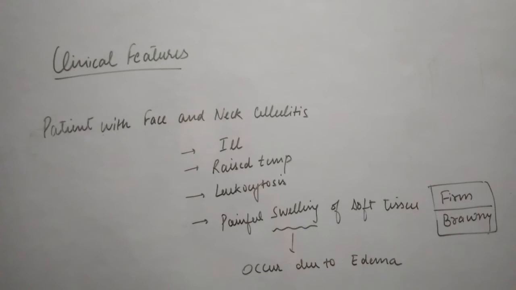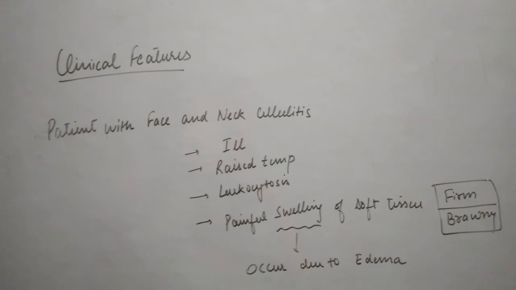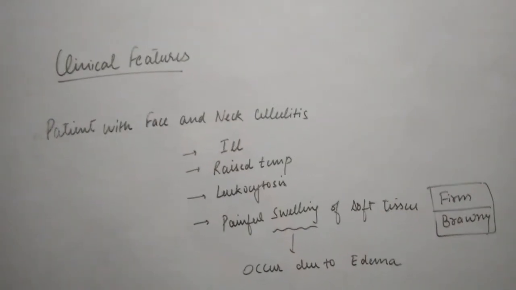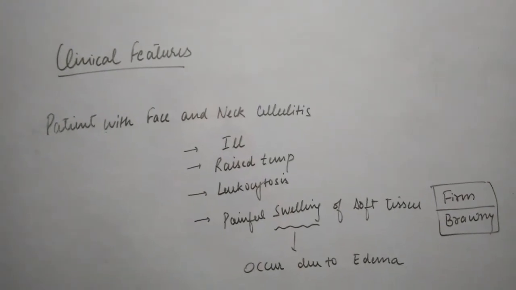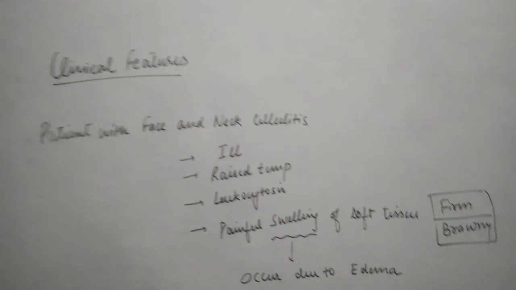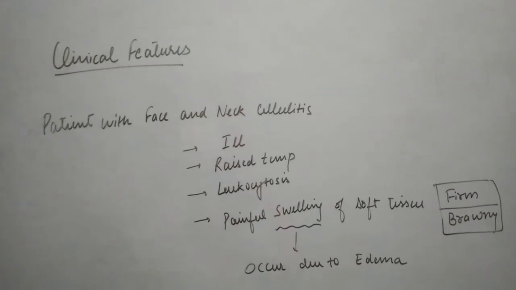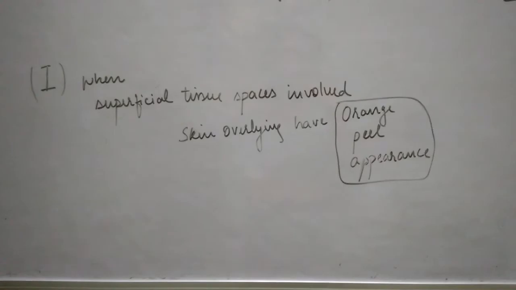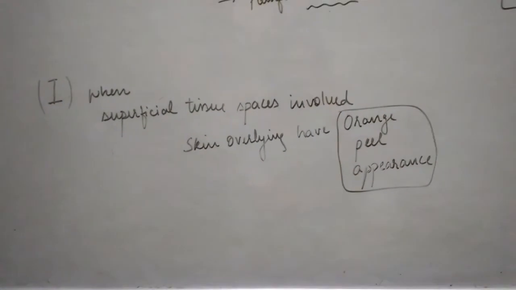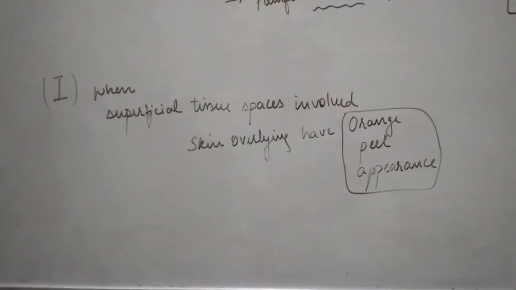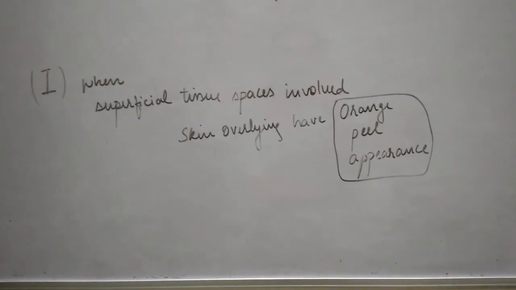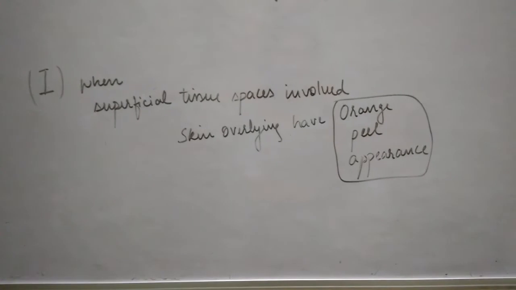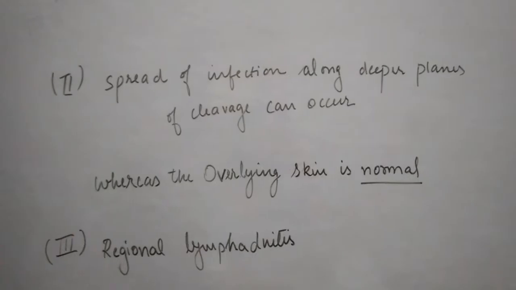Now talking about the clinical features, patients with face and neck cellulitis are ill, have raised temperature, have leukocytosis, that is increased leukocytes in number, and painful swellings of soft tissue. Now the swellings occur due to the presence of edema, and these painful swellings are firm and brawny. Now in face and neck cellulitis, when superficial tissue spaces are involved, the overlying skin has an orange peel appearance.